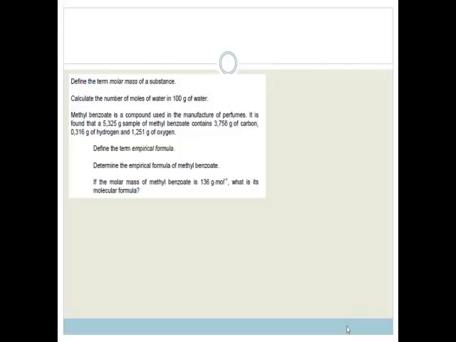Now it says define the term molar mass of a substance, calculate the number of moles of water in 100 grams of water. Methyl benzoate is a compound used in... Determine the empirical formula, then define the term empirical formula, then determine the empirical formula, and then ask what's its molecular mass. Okay, so first of all, molar mass.